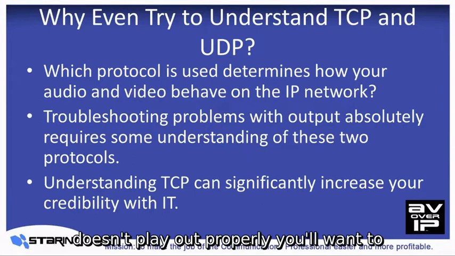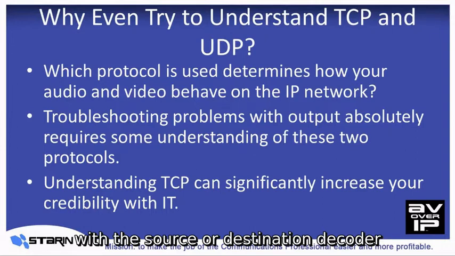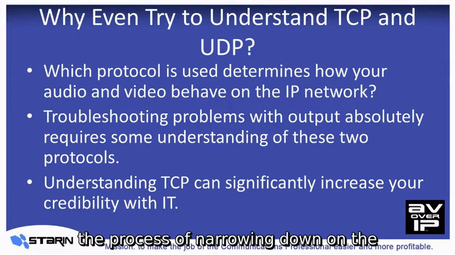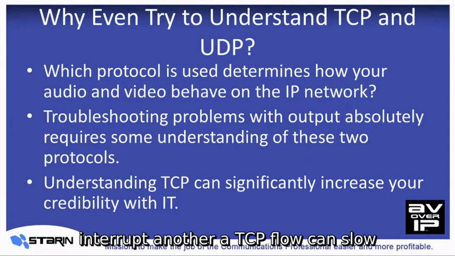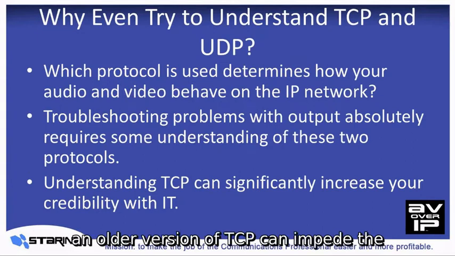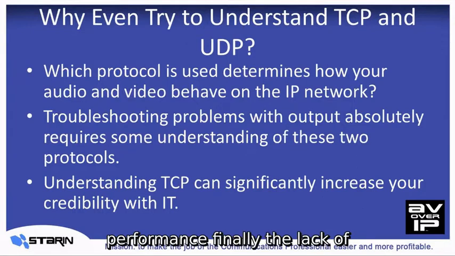When your audio or video doesn't play out properly, you'll want to know if it's the network or some problem with the source or destination decoder. Understanding TCP and UDP can help in the process of narrowing down the cause of the problem. One TCP flow can interrupt another. A TCP flow can slow abnormally due to network conditions, or an older version of TCP can impede the performance of a newer version of TCP.